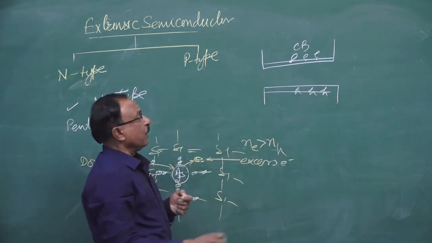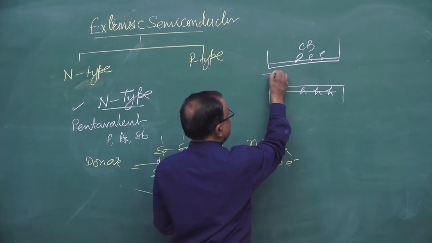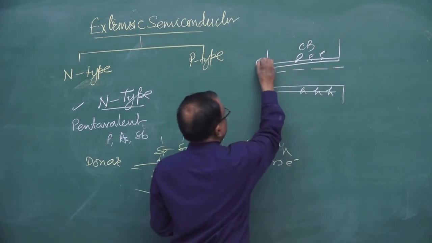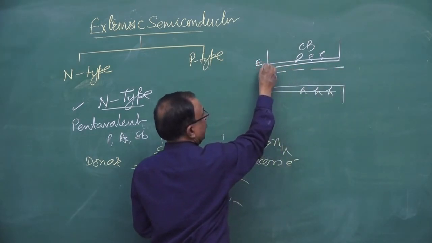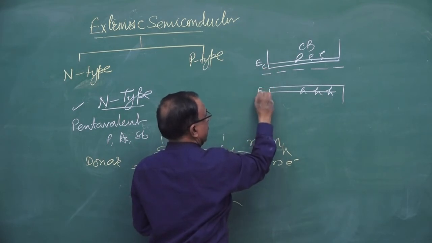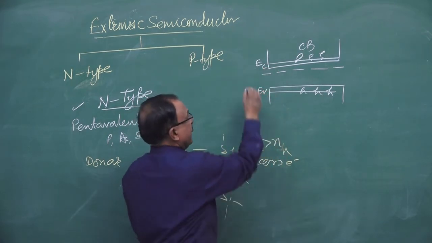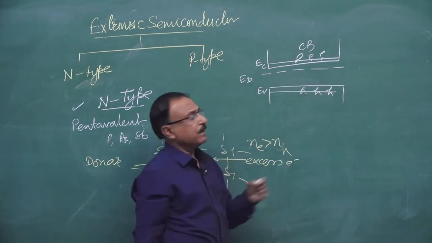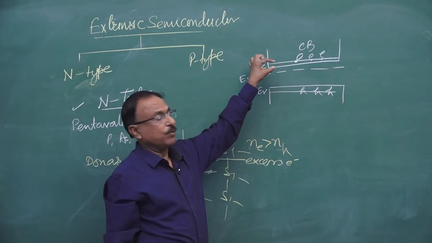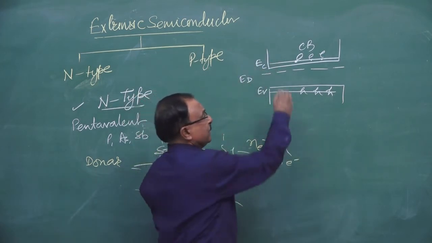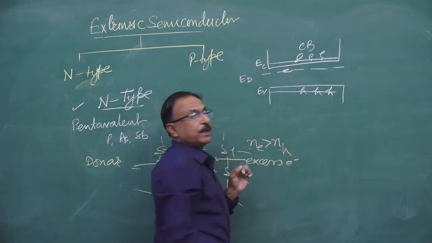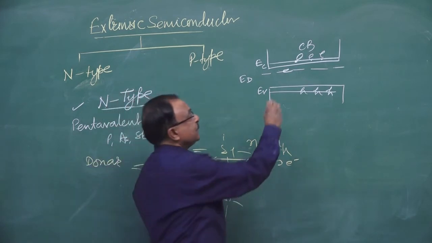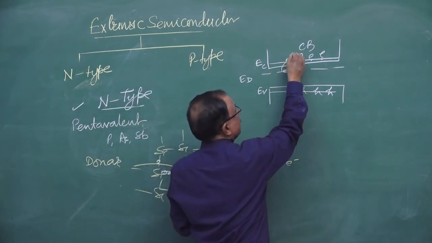And the energy level of the donor lies just below the conduction band. This is the lowest energy level of the conduction band, and this is the uppermost energy level of the valence band. The energy level of the donor lies just below the conduction band, 0.01 electron volt below. So the result is that this energy level of the donor has one extra electron. This electron can easily jump to the conduction band.